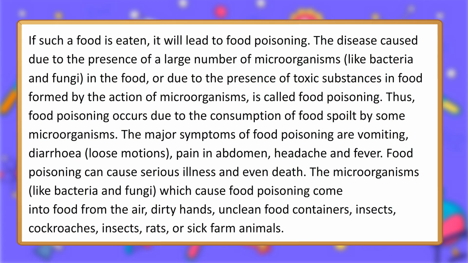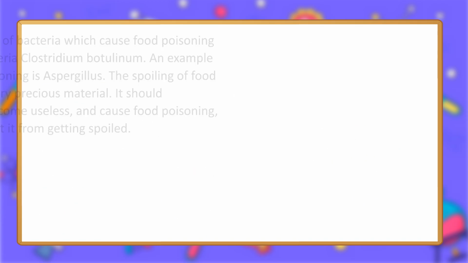The major symptoms of food poisoning are vomiting, diarrhea, loose motions, pain in abdomen, headache and fever. Food poisoning can cause serious illness and even death. The microorganisms, like bacteria and fungi, which cause food poisoning come into food from the air, dirty hands, unclean food containers, flies, cockroaches, insects, rats, or sick farm animals.